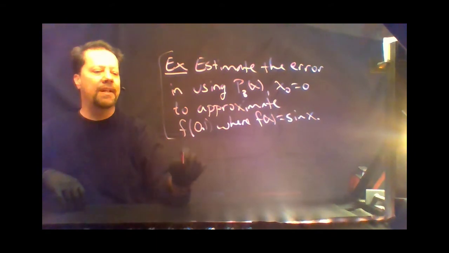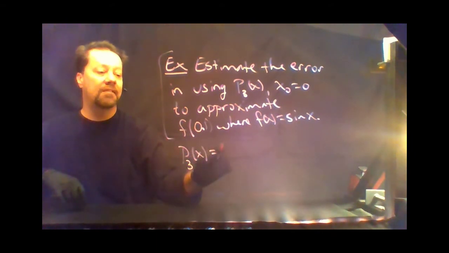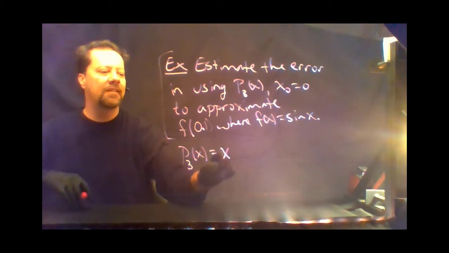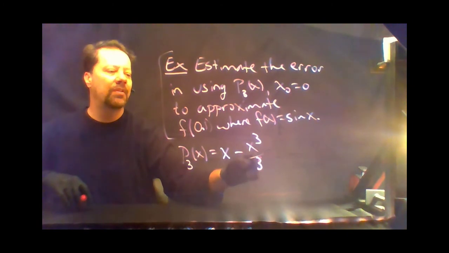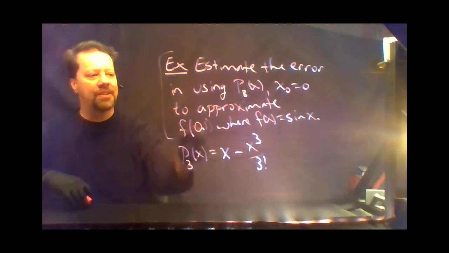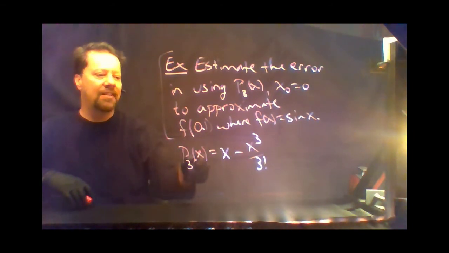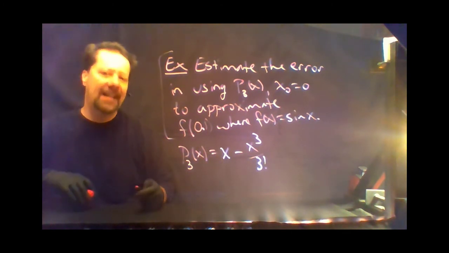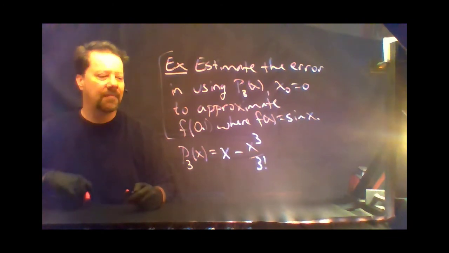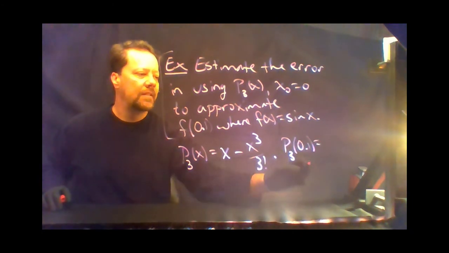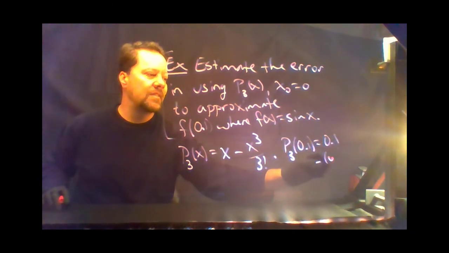In this case, we already know what the third order Taylor, in this case, since the center is 0, the third order Maclaurin polynomial is. It's x minus x cubed over 3 factorial. The question is, how much error do you get in approximating the value of the sine function using this polynomial evaluated at x equals 0.1? The approximation itself is not a problem. You get 0.1 minus 0.1 cubed over 3 factorial.